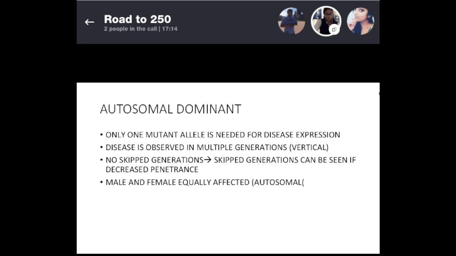Males and females are going to be equally affected, hence autosomal. And then male-to-male transmission, as we talked about in the algorithm, is seen. And they are usually going to be rare diseases.